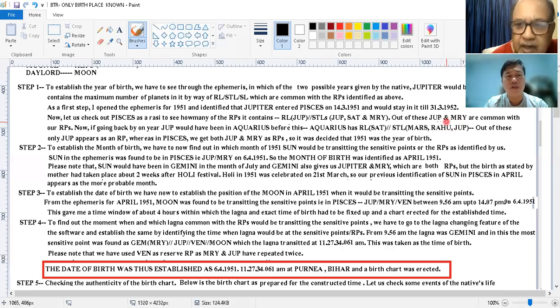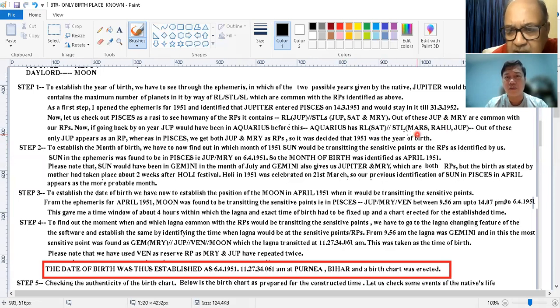So Jupiter and Mercury are common with our RPs. Now, going back by 1 year, Jupiter would have been in Aquarius before this. Aquarius has Rashi Lord as Saturn. The Lord of Aquarius is Saturn.